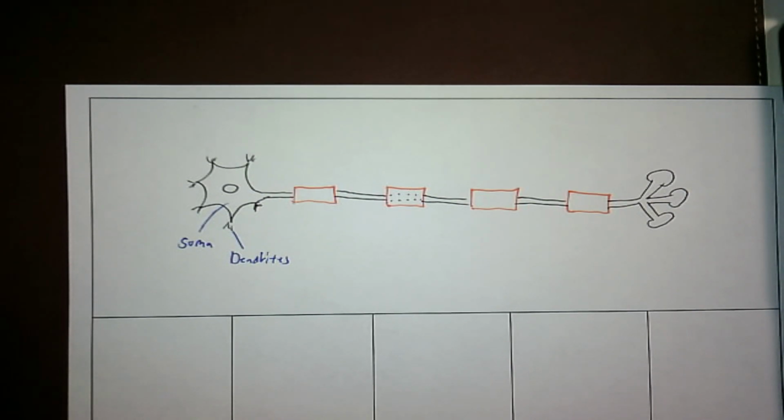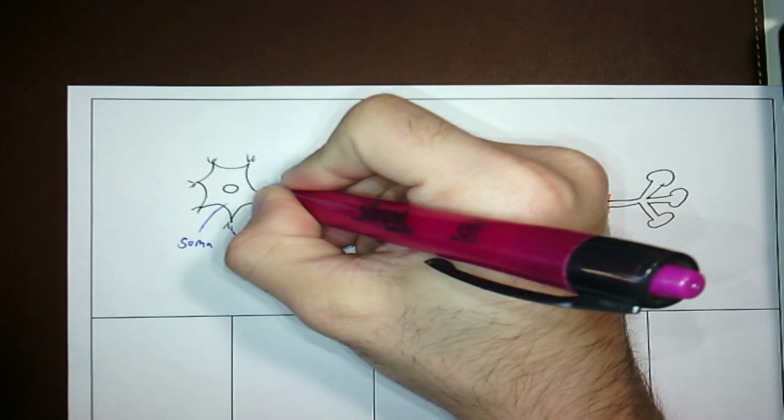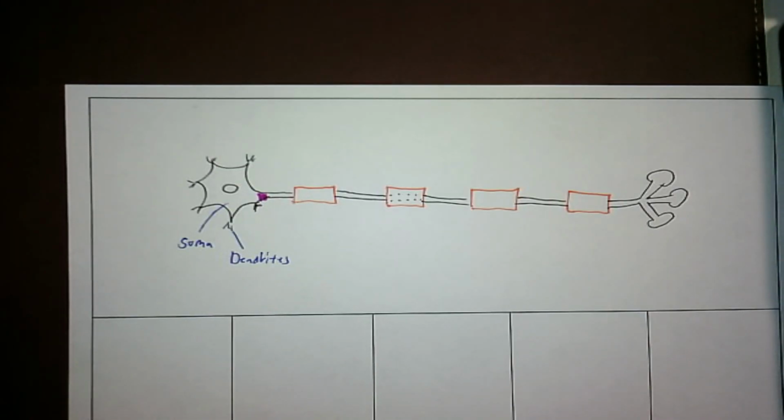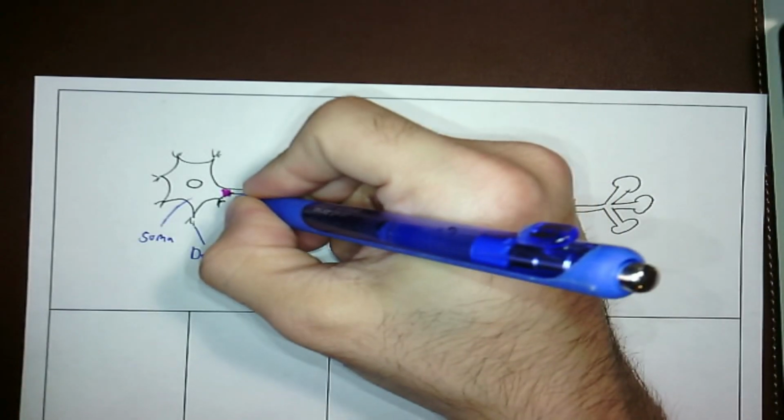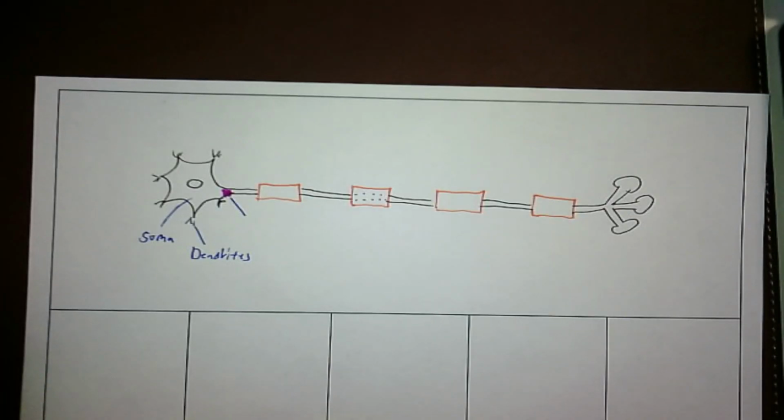How about maybe we have, I'm going to highlight this little segment here in purple. How about this segment here? What is this segment right here?